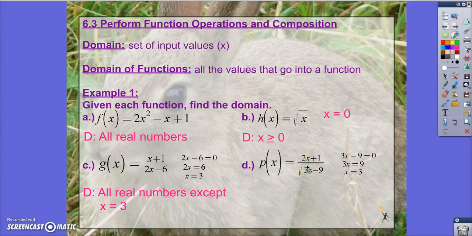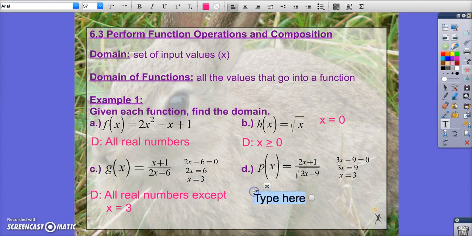3 times 4 is 12. 12 minus 9 is 3. Square root of 3 is a real number. So what I'm going to find out for my domain is it's just going to be x greater than 3.